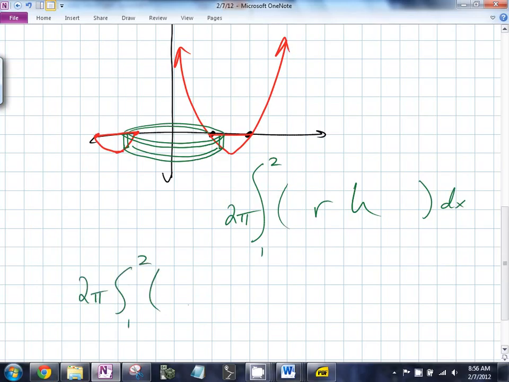What's the radius in this case? It's just x, because it's going around the y-axis. It hasn't been moved at all. And the height is going to be what? The height is going to be, what's it going to be?